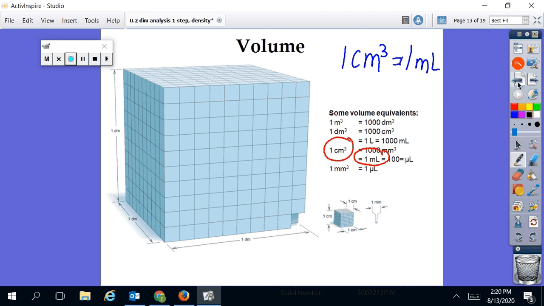What I'm going to do now, just to show you one conversion factor that's good to have written down, is that 1 centimeter cubed is equal to 1 milliliter. Okay.